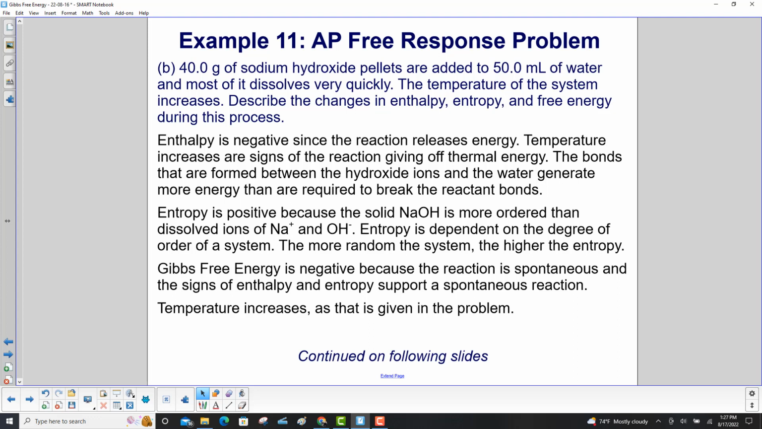and hydroxide. Entropy is dependent on the degree of order of a system. The more random the system, the higher the entropy. Gibbs free energy is negative because the reaction is spontaneous and the signs of enthalpy and entropy support a spontaneous reaction. And finally, temperature increases as that was given in the problem.